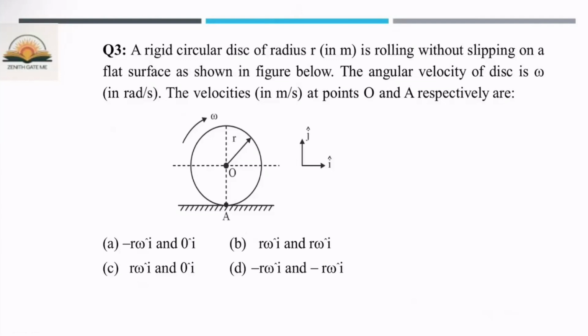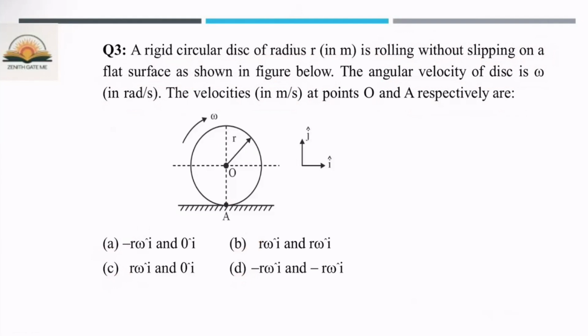So what is the question? A rigid circular disc of radius r in meter is rolling without slipping. Always remember, whenever they mention rolling without slipping, it means it is a pure rolling case. On a flat surface as shown in the figure below, the angular velocity of the disc is given as omega. You have to identify the velocity at point O and the velocity at point A. For that, they have given you four options, A, B, C, D. So let's try to understand.